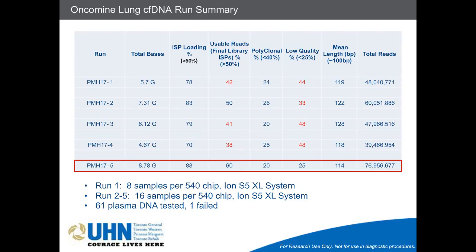And I really feel that by the time we got to our fifth run, our expertise was much better at just using the panel. And so we had a very good total reads and total bases called, loading, and low polyclonal, et cetera. Some of the metrics that are shown in red here were a bit less than we might have expected, but it did improve with our experience, and overall the data from all of these runs was very usable.